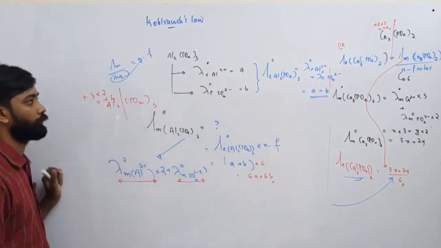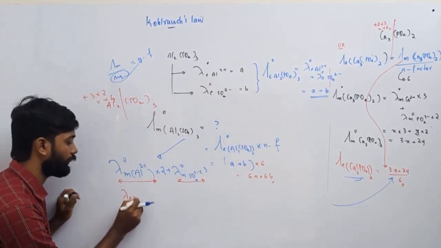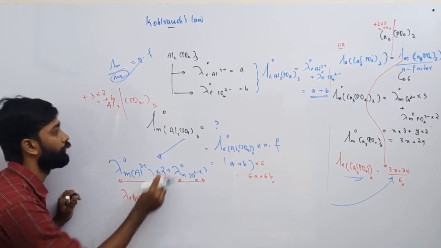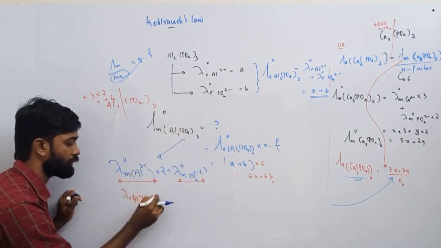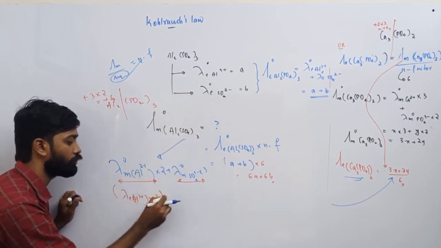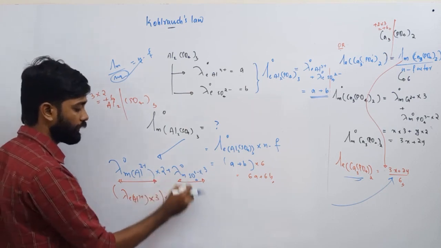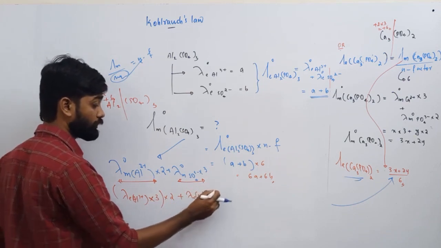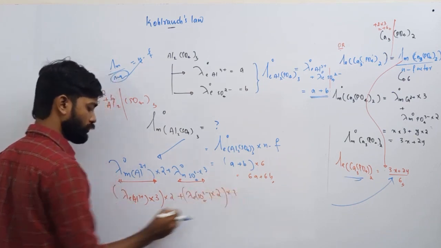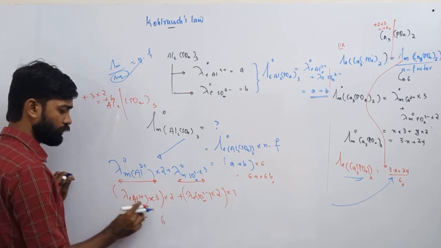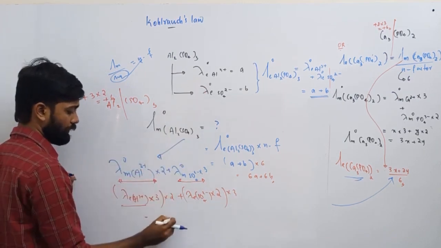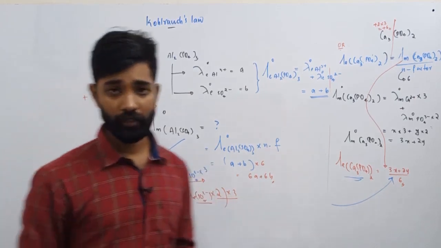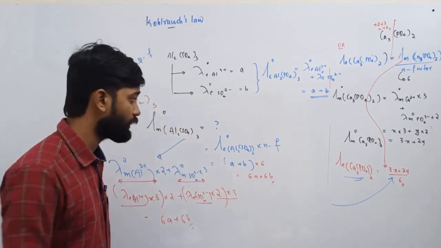Limiting equivalent conductivity is given. So limiting equivalent conductivity of Al3+ into the n factor of that substance, that is 3, into 2, plus limiting equivalent conductivity of SO4 2- into the n factor of that substance, that is 2, into 3. So finally the answer is the very same. 6 into this value is A, and 6 into this value is B. In both cases the answer is the same. So you can choose which method is better.